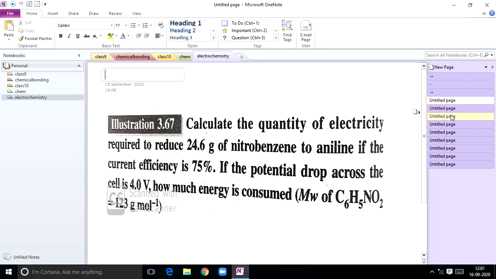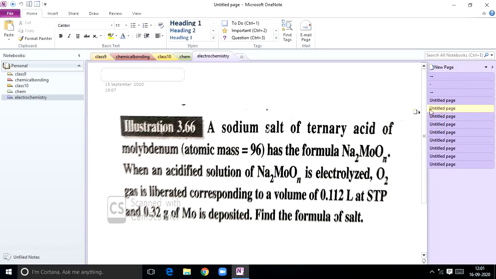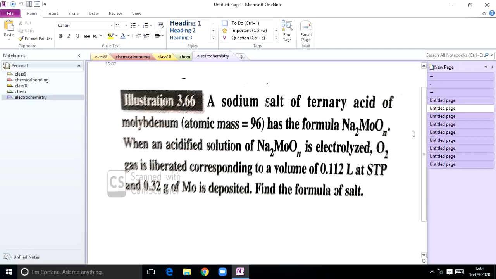Next. Already we did this model. So these are connected to, especially for IIT students, these are important. A sodium salt of ternary acid of molybdenum has the formula Na2MoON. When an aqueous solution of Na2MoON is electrolyzed, oxygen gas is liberated corresponding to a volume of 0.112 liter at STP and 0.32 grams of molybdenum is deposited. Find the molecular formula. See, especially for IIT students, integer type questions, they may frame this type.